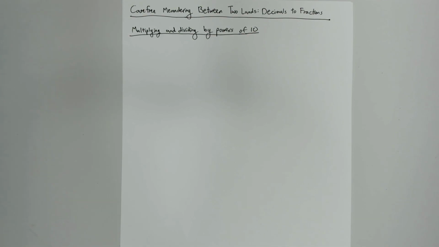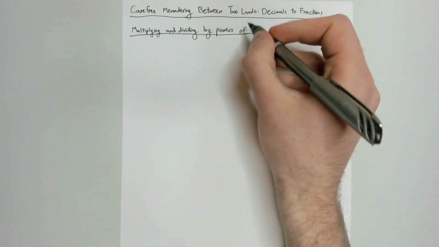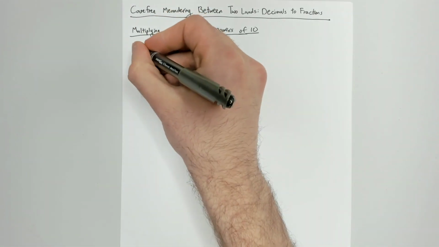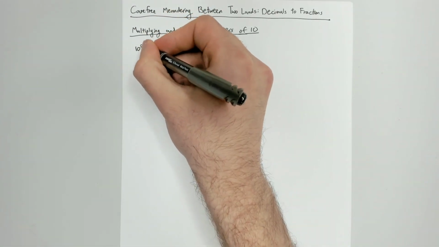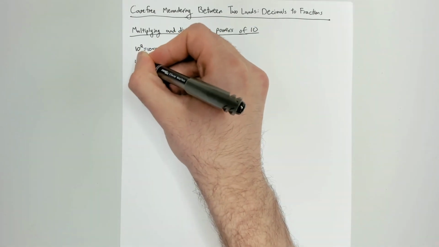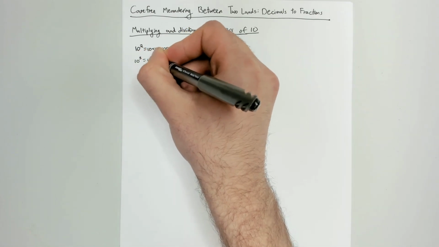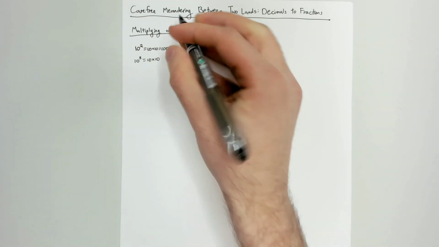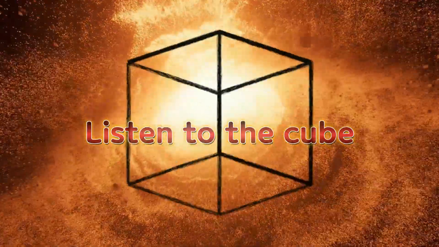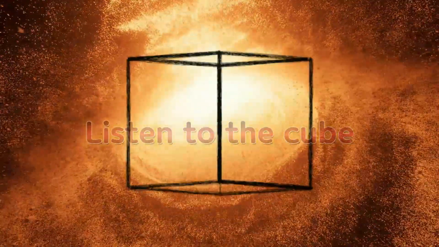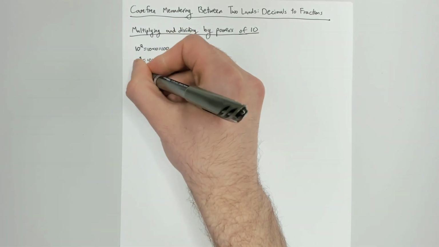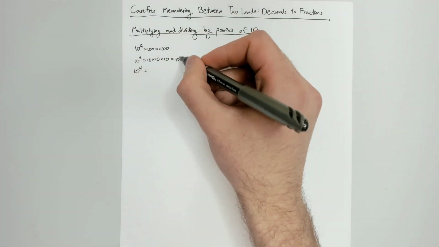Alright, so what do I mean by powers of 10? Well, powers, that's exponents, right? So an exponent is taking a number and multiplying it by itself multiple times. So 10 squared, that's 10 times 10, or 100. 10 cubed, that's 10 times 10 times 10, because we're timesing 10 by itself 3 times. That's what the cube is telling us. So we get 1,000.